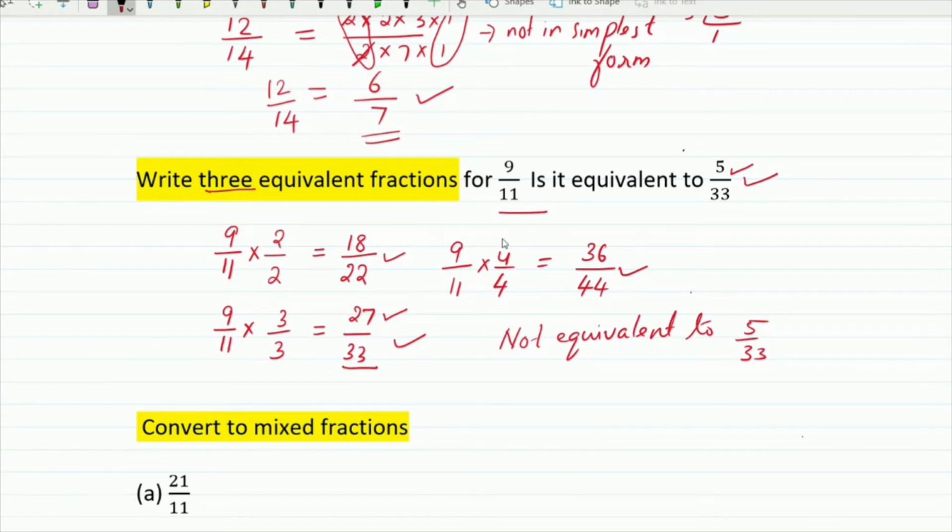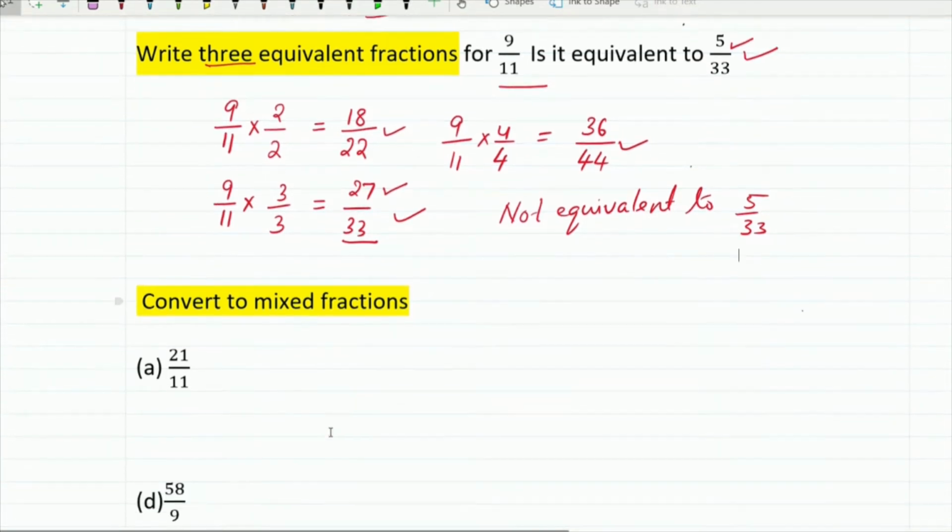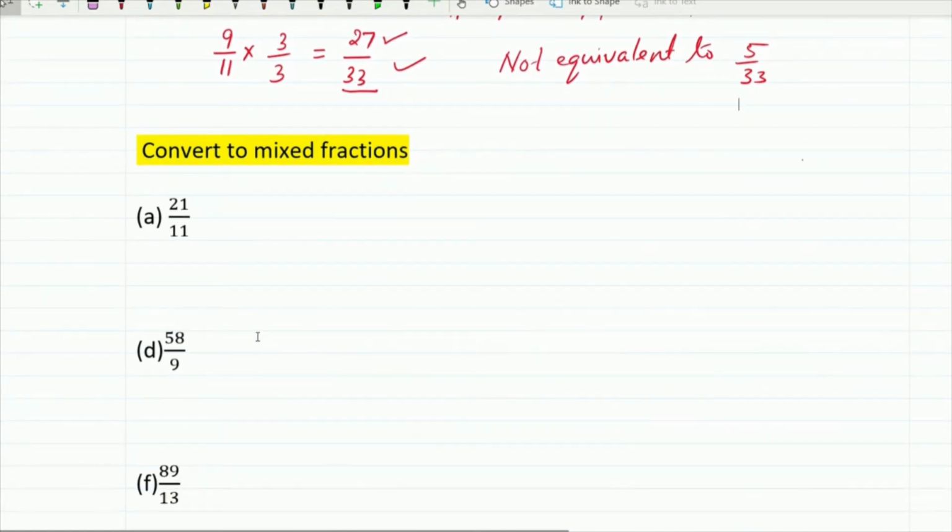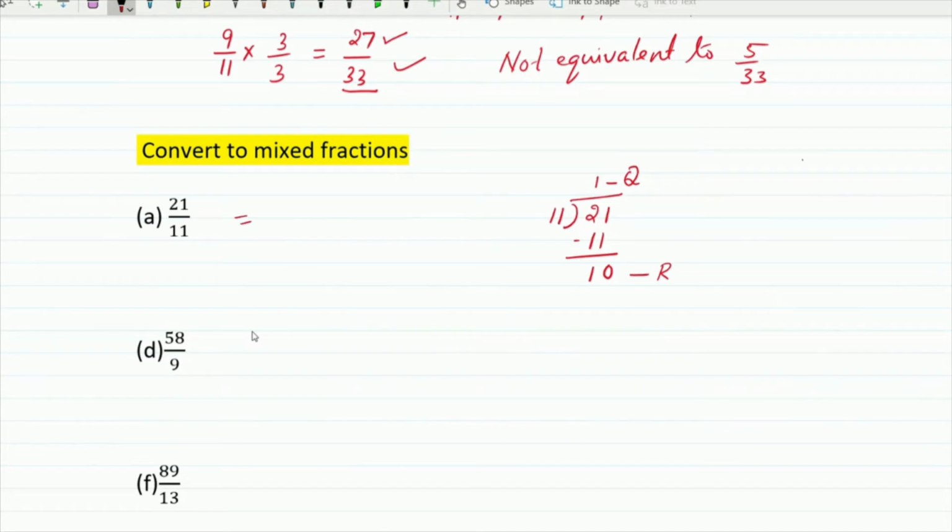Now the next part: you have to convert the given fractions into mixed fractions. Already I explained how to convert into mixed fractions, so we can do 3 questions that are given in the textbook. The first question, A, is 21 by 11. For converting it into a mixed fraction, first you have to divide 21 by 11. 11 one time is 11, subtract: 21 minus 11 is 10. This is the remainder and this one is the quotient. The quotient is the whole number part, the remainder is the numerator, and the denominator stays as it is.